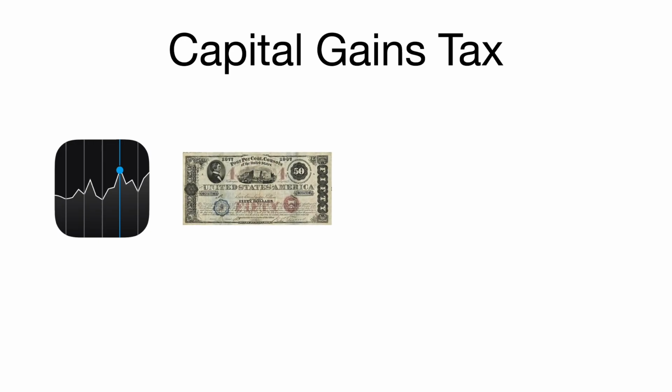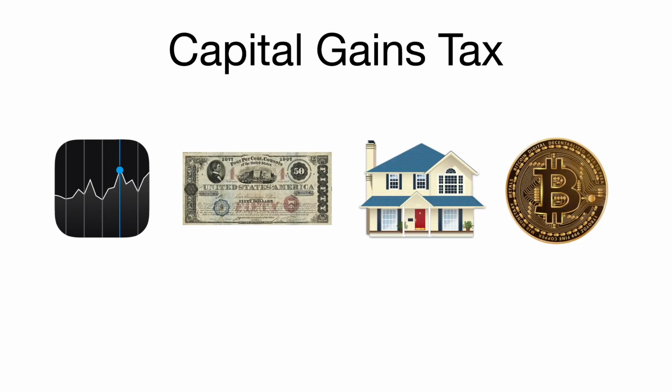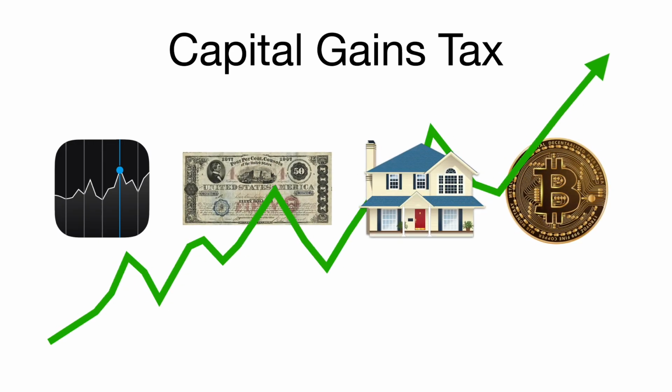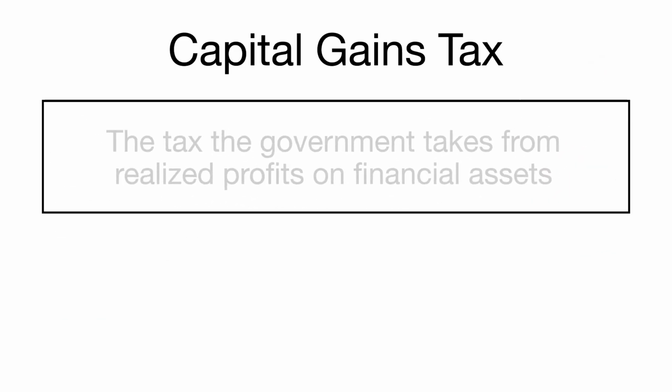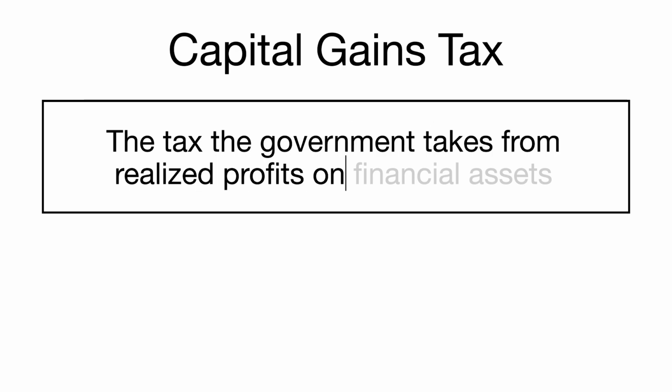This video is a breakdown of the capital gains tax, and that's when you're taxed on things like stocks, bonds, real estate, or cryptocurrency. And we're going to learn how much the government takes out of those gains. So the definition I'm going to give of a capital gains tax is the tax the government takes from realized profits on financial assets. And the key here is the word realized, and we're going to go over that here.